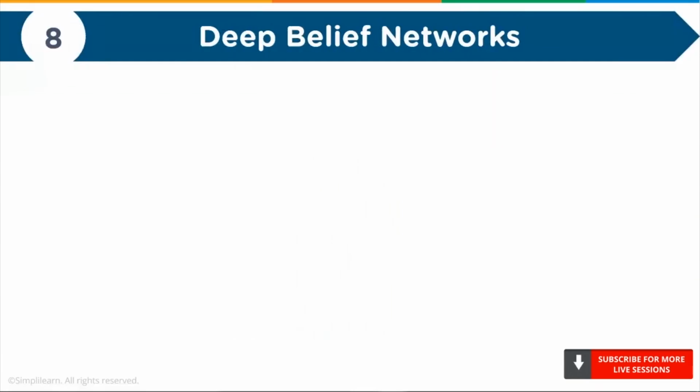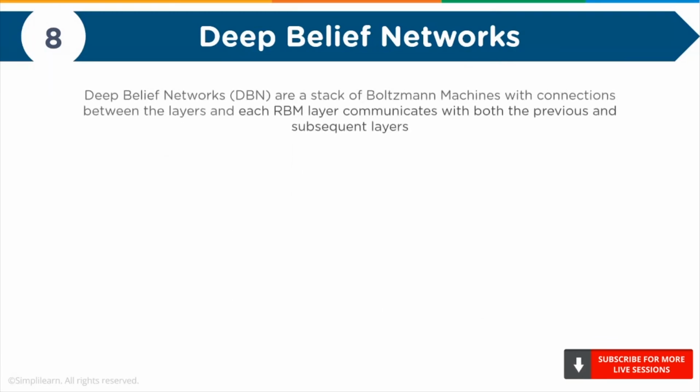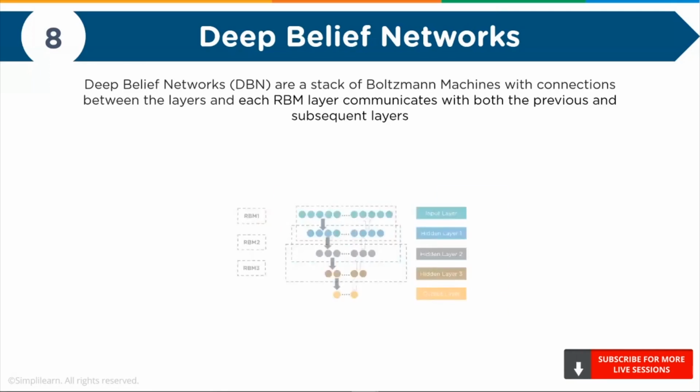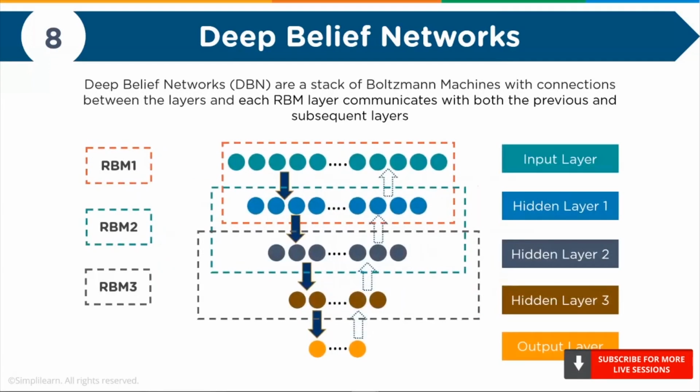Moving on to the next algorithm or the neural network model. So at number 8, we have deep belief networks. Deep belief networks are generative models that consist of multiple layers of stochastic latent variables. The latent variables have binary values and are often called hidden units. Deep belief networks are a stack of Boltzmann machines with connections between the layers, and each RBM layer communicates with both the previous and the subsequent layers.